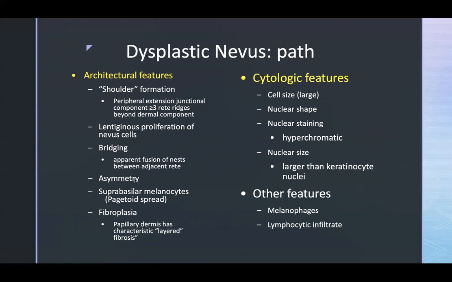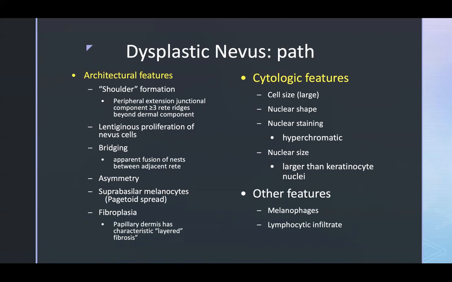So again, you can have almost contiguous growth along the dermal epidermal junction, but especially in between the rete, not usually in between the rete. You have bridging, which is probably the easiest to remember architectural feature. So that's where you have apparent fusion of the nests between the adjacent rete.